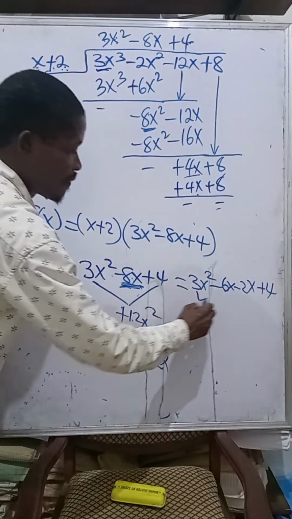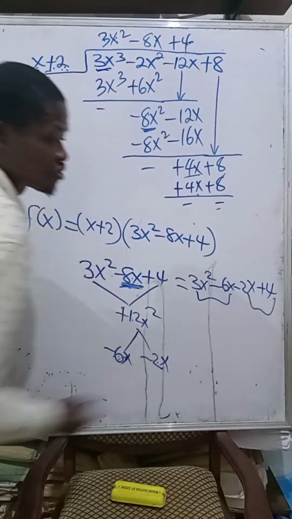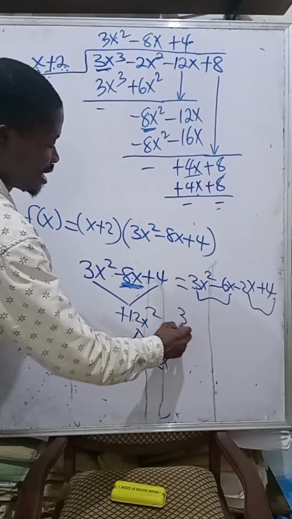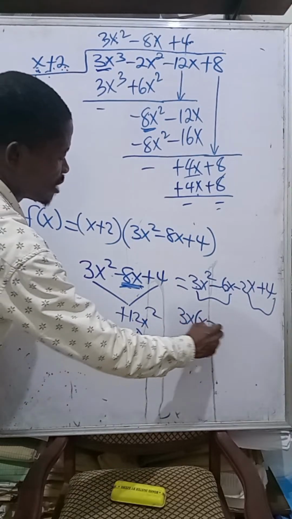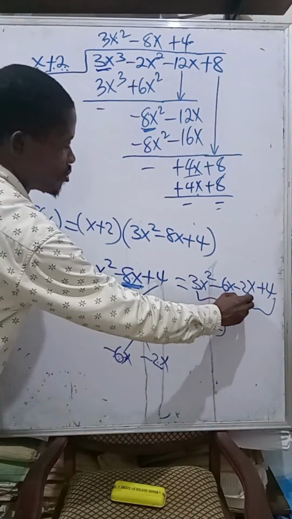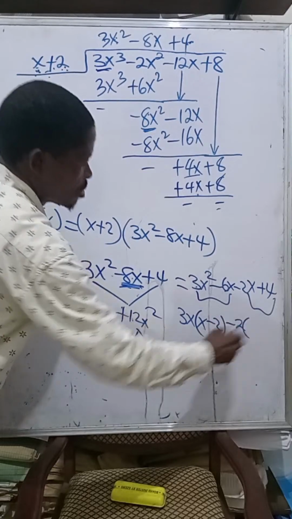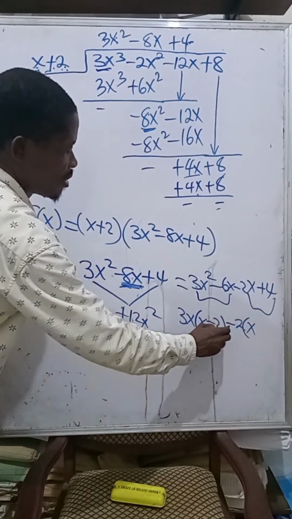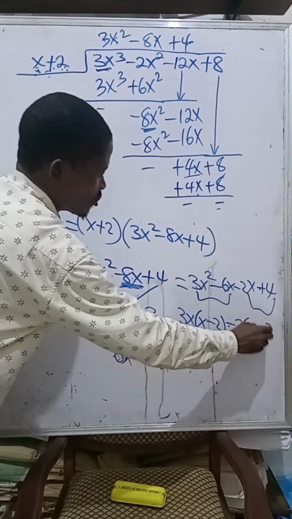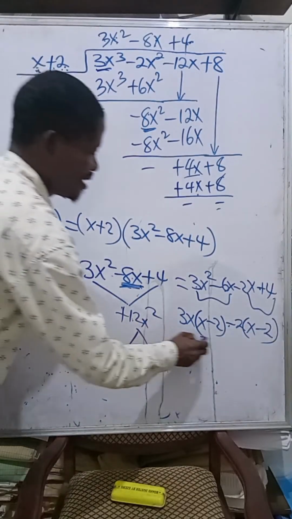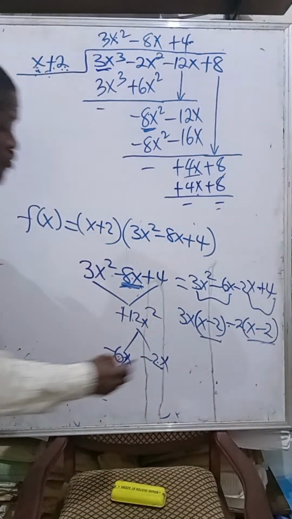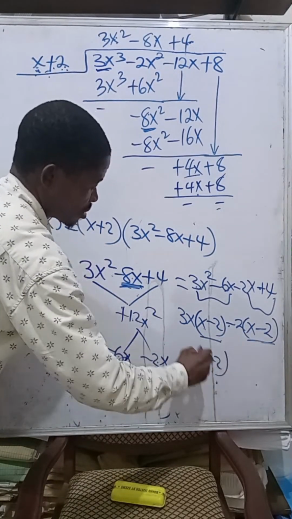You just replace this one with these two factors. And then you pair the first two, you pair the last two. 3x is common here. Open your brackets. Then you have x minus 2. Here also, minus 2 is common. Then we have minus times plus, that's minus 2. And when you factorize this, this and this must be the same thing. So you pick one of that, and then the other.